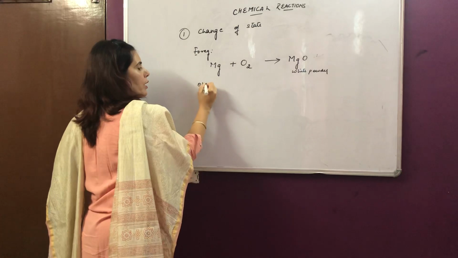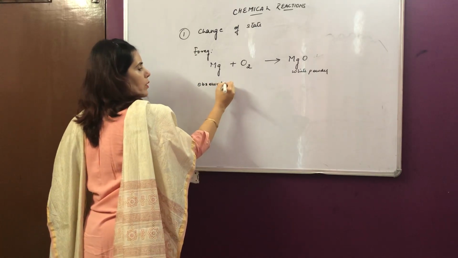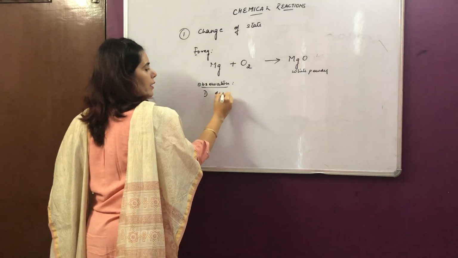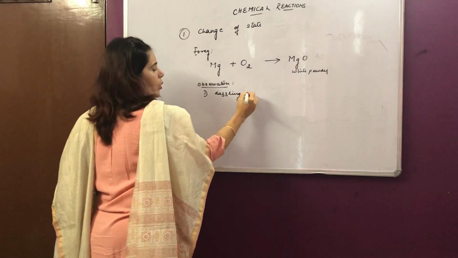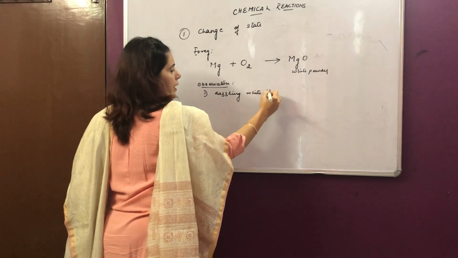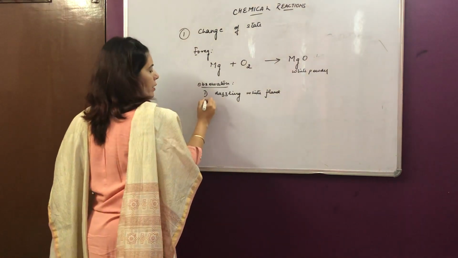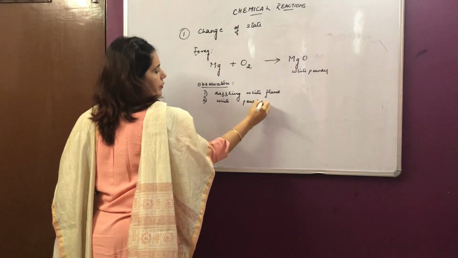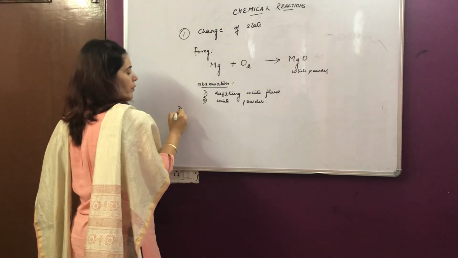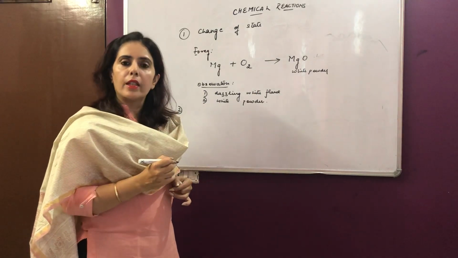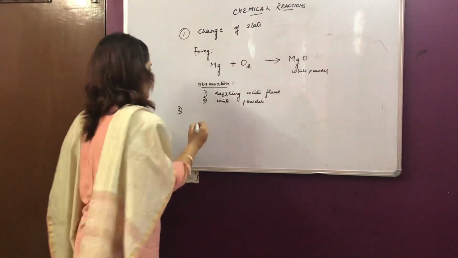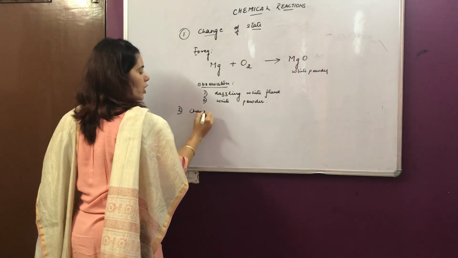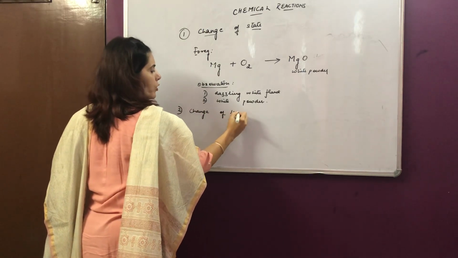The most important thing in this chapter is the observations. So what is the observation of this? That you get a dazzling white flame and a white powder. The second symptom of chemical reaction taking place is the change of temperature. So the first one was change of state and the second one is change of temperature.